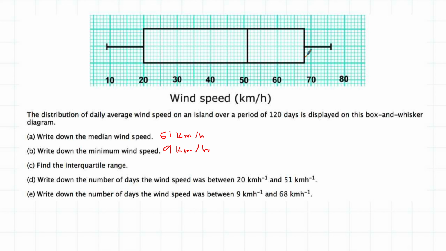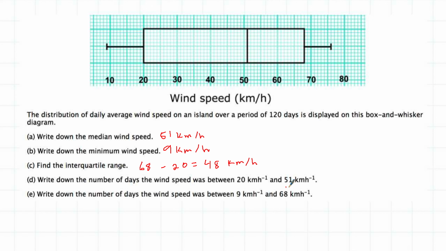Always make sure that you read the scale correctly. The interquartile range will be taking Q3 minus Q1. Our Q3 is 68, and our Q1 is 20. So we get 48 kilometers per hour. So that's the interquartile range. Now, this is where we rely, part D and E is where we rely on the box and whisker properties.